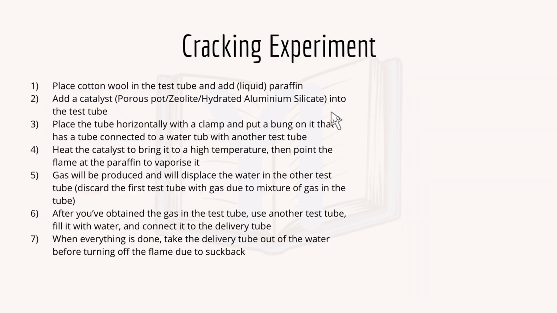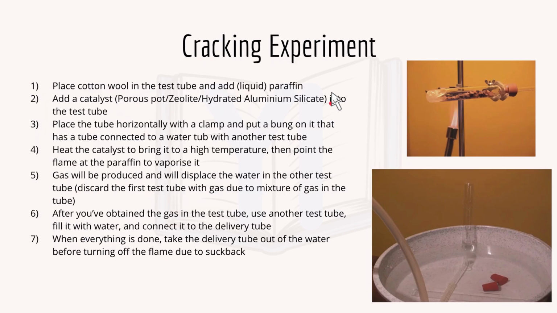So we'll move on now to cracking experiment. You can have a read of how we conduct cracking experiment in the laboratory, let's say in your chemistry lab or anything. You can see, like, placing cotton wool with added liquid paraffin, add a catalyst which is porous pot, zeolite or hydrated aluminum silicate into the test tube. Place the test tube horizontally with a clamp, put a bunsen burner on it, and you can have a read, like heat the catalyst, and this and this. And note the last step over here, step 7.